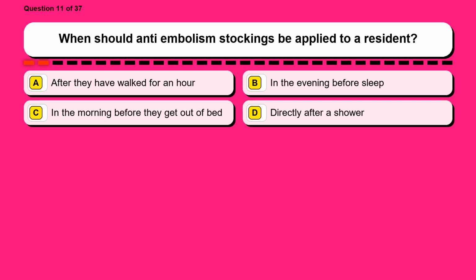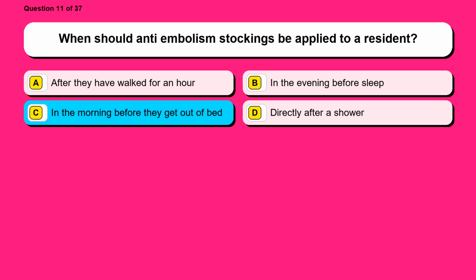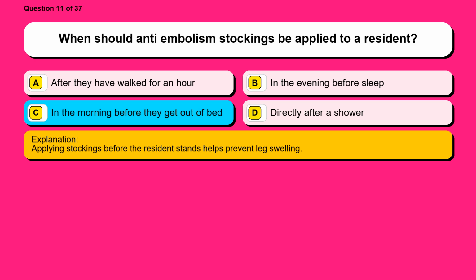Question 11. When should anti-embolism stockings be applied to a resident? Option A, after they have walked for an hour. Option B, in the evening before sleep. Option C, in the morning before they get out of bed. Option D, directly after a shower. The correct answer is option C, in the morning before they get out of bed. Applying stockings before the resident stands helps prevent leg swelling.